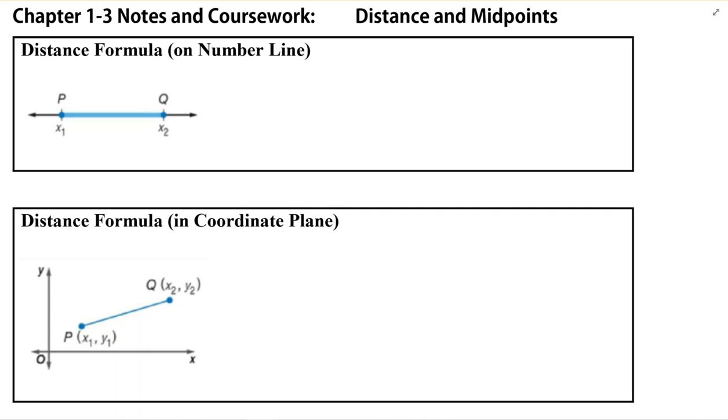Chapter 1.3. In this chapter, we're going to cover the formulas for distance and midpoints. The first formula will be the distance formula for 2 points on the number line. For these 2 points, we subtract the 2 points and take the absolute value. So it doesn't really matter if you do x1 minus x2 or x2 minus x1. It's the absolute value of the difference between the 2 points.